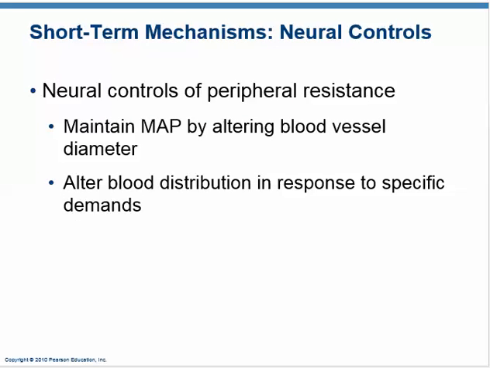So the neural controls maintain mean arterial pressure by maintaining blood vessel diameter and altering distribution in response to demands. So, for instance, if you're needing lots of blood going to your skeletal muscle because you are exercising, you're probably not going to send blood to your digestive system at the same time, because you want more to go to the skeletal muscle, etc.